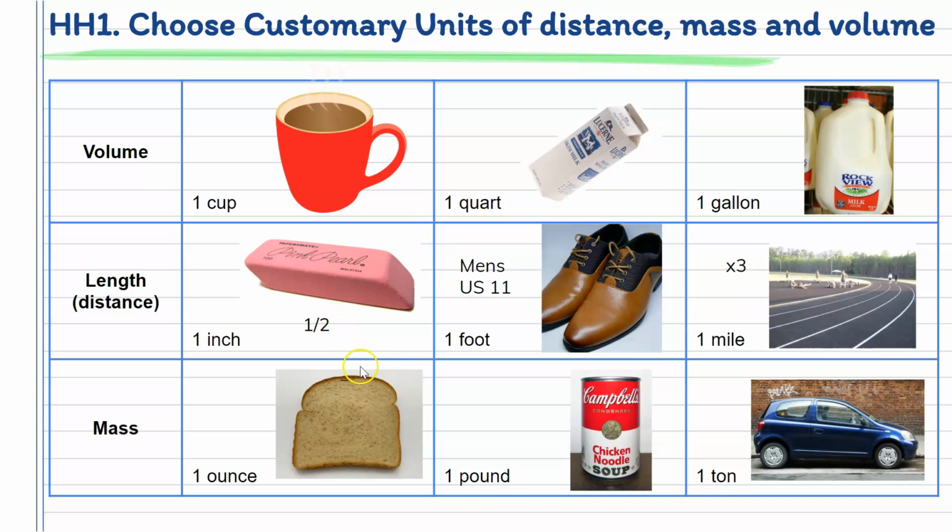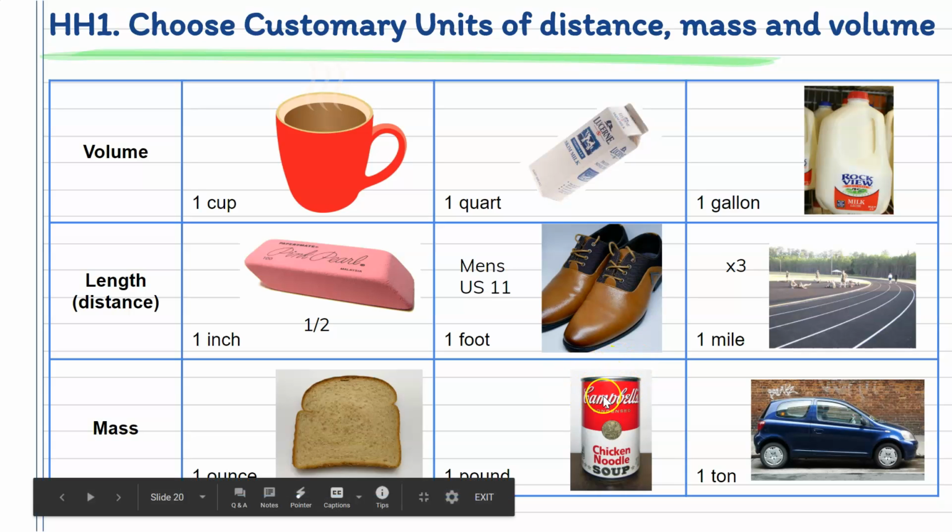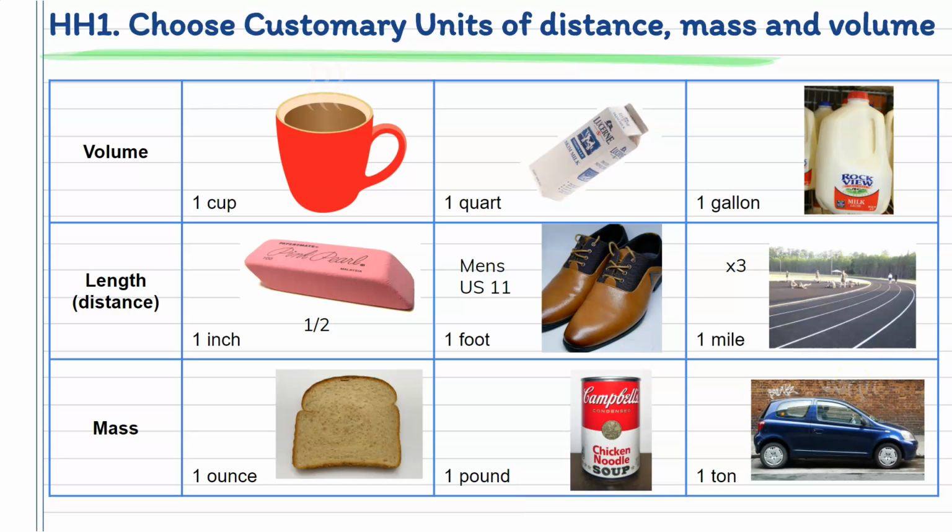For mass, 1 slice of bread is roughly equal to an ounce. For 1 pound, roughly 1 can of soup is equal to a pound. 1 ton is roughly equal to that of a compact car.